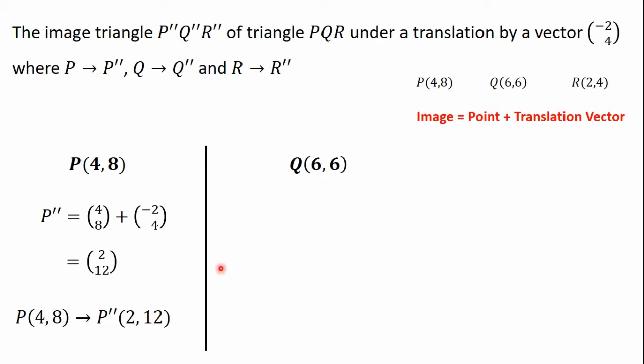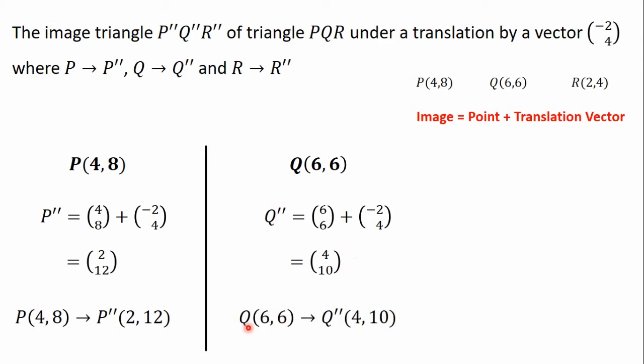Let's move on to the point Q. The point Q has the coordinates (6, 6). So the image of Q, which is Q'', will be equal to the point Q that has the coordinates (6, 6) plus the translation vector, which is (-2, 4). 6 plus -2 will give us 4. 6 plus 4 will give us 10. So Q'' will have the coordinates (4, 10). So Q with coordinates (6, 6) will give us Q'' with coordinates (4, 10).